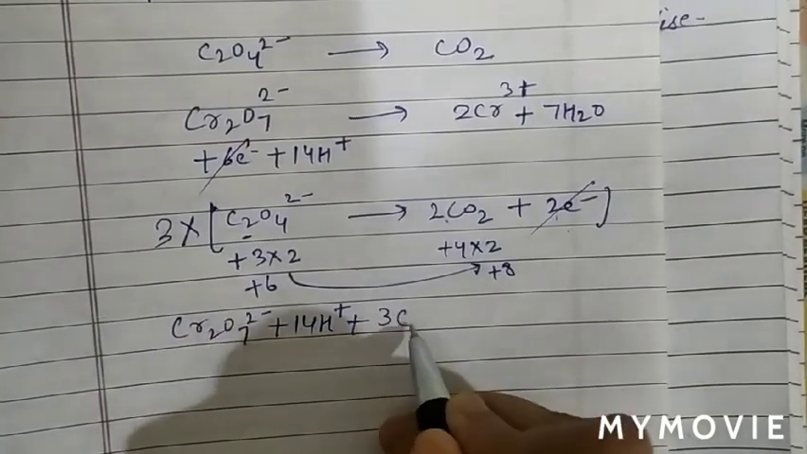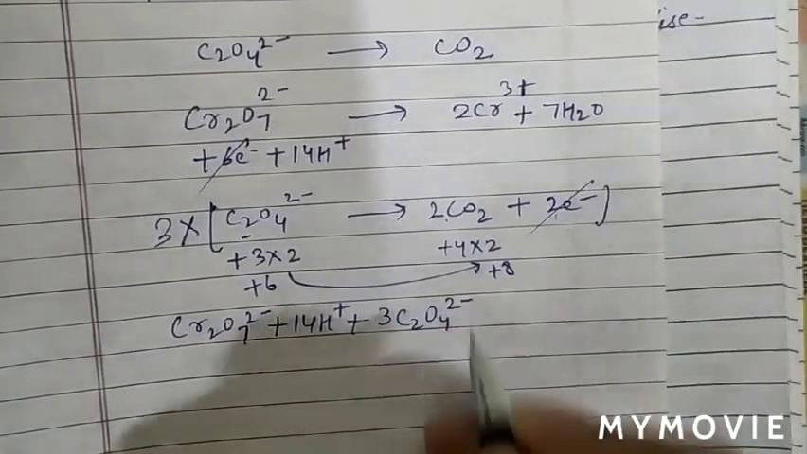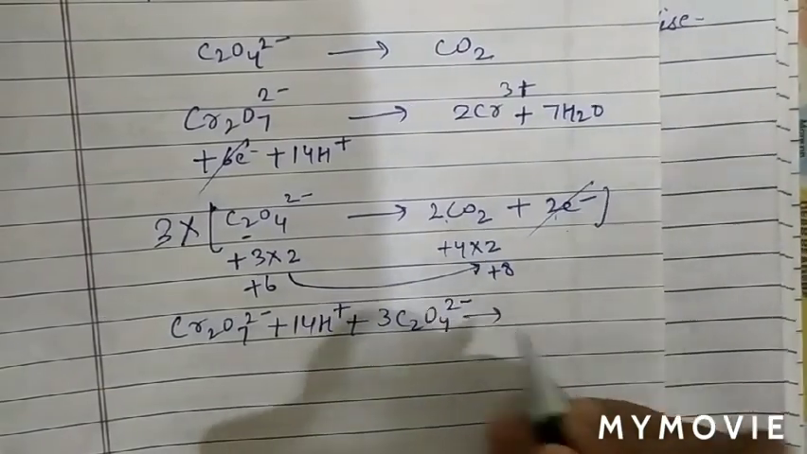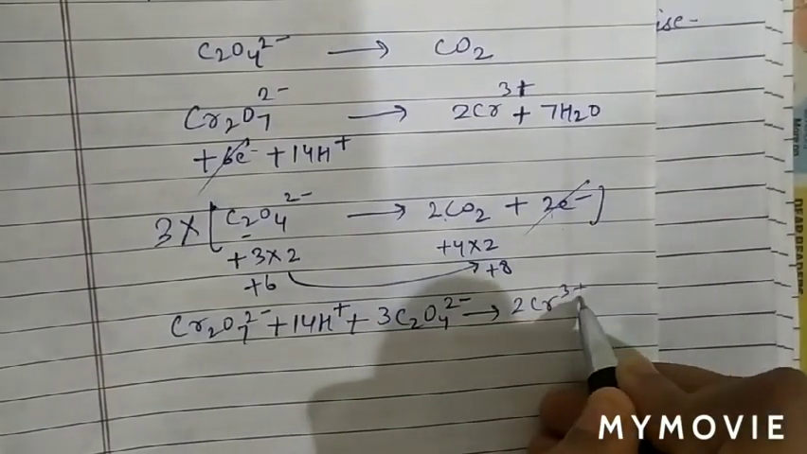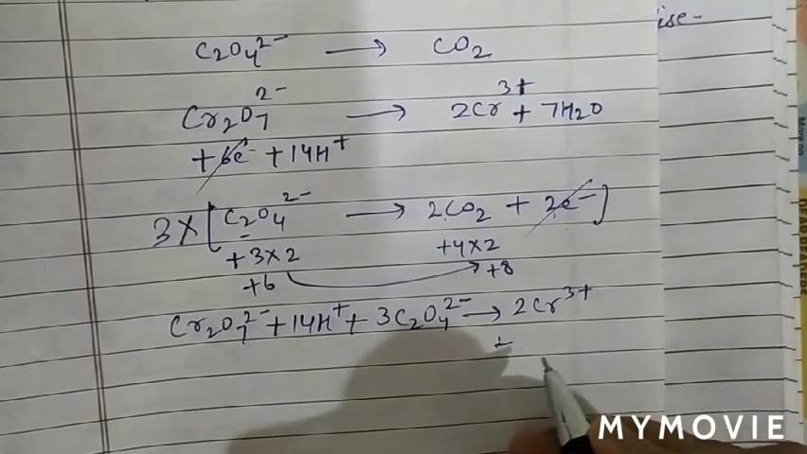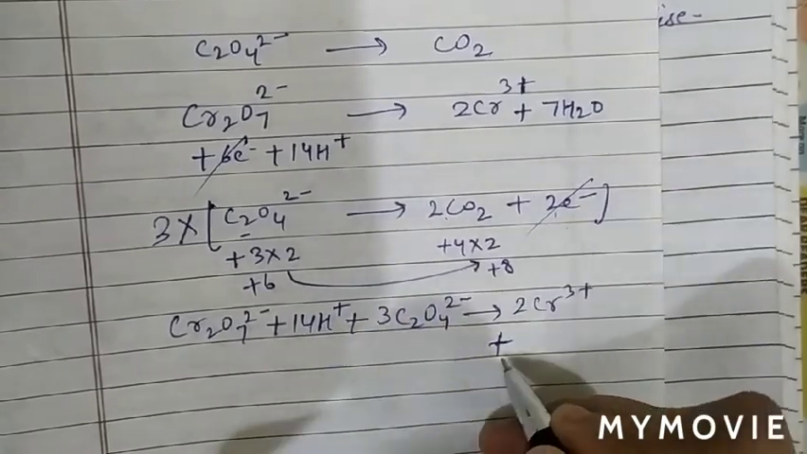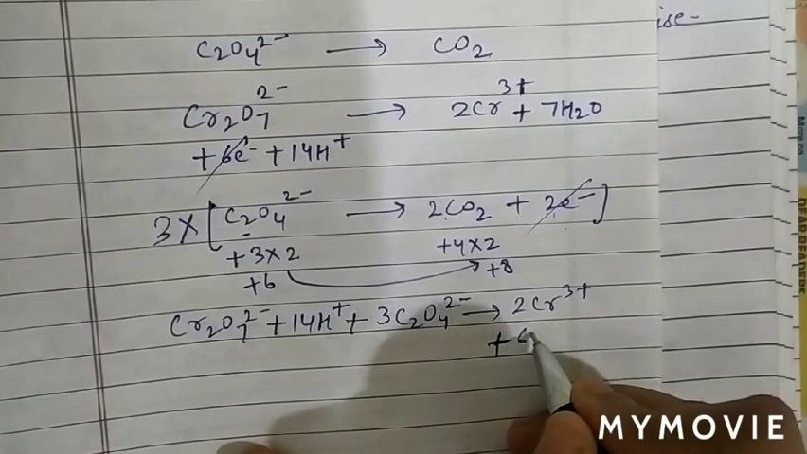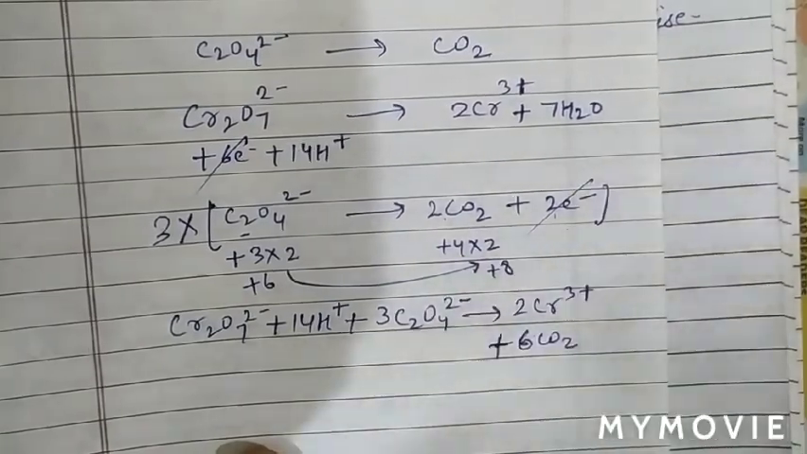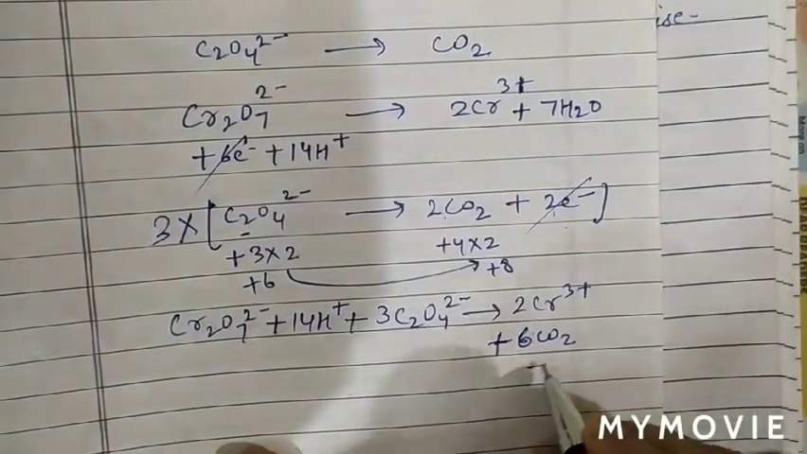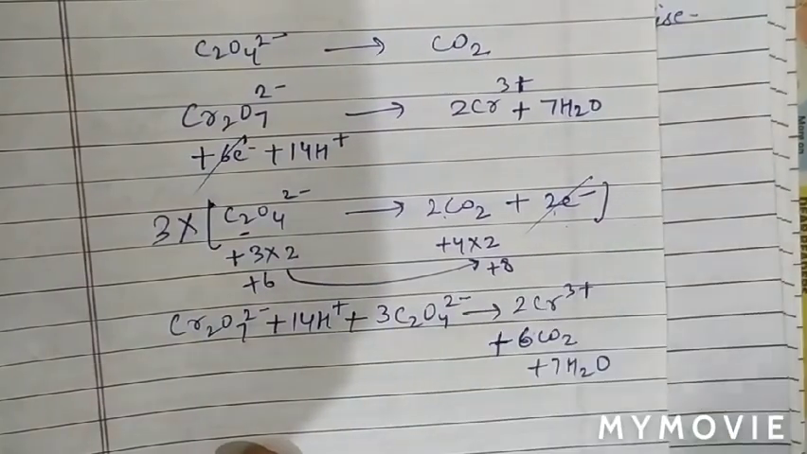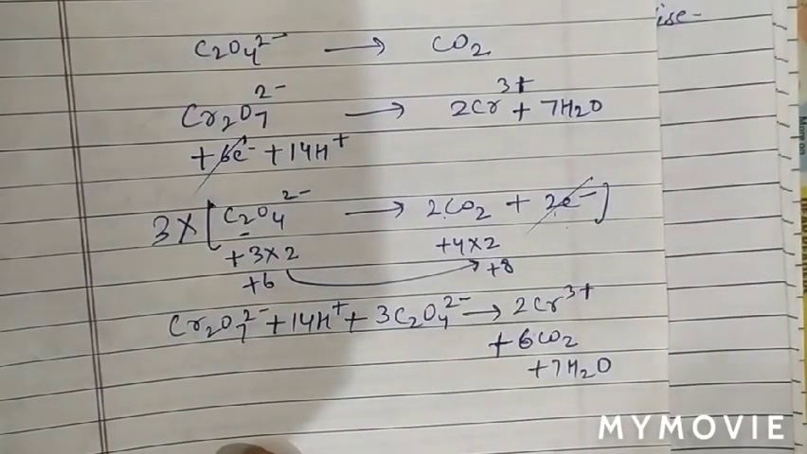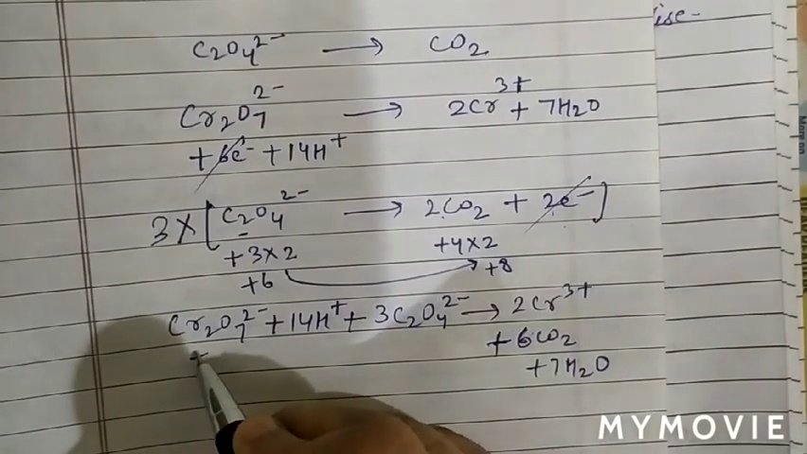Now we can see in K2Cr2O7 the oxidation number goes from plus 6 to plus 3, a decrease in oxidation number, so it is self reduction, therefore it acts as an oxidizing agent. The oxidation state of carbon changes from plus 3 to plus 4, so there is an increase in oxidation number. So therefore K2Cr2O7 acts as a strong oxidizing agent in acidic medium.